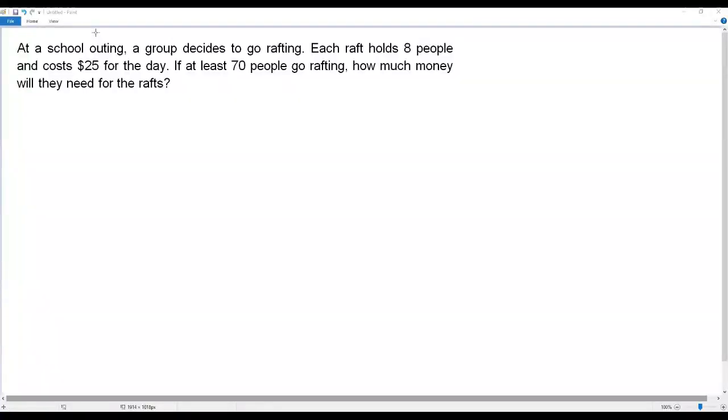Here we have a word problem on linear inequalities. Okay, let's go to the information. At a school outing, a group decides to go rafting. Each raft holds 8 people and costs $25 for the day. If at least 70 people go rafting, how much money will they need for the rafts?